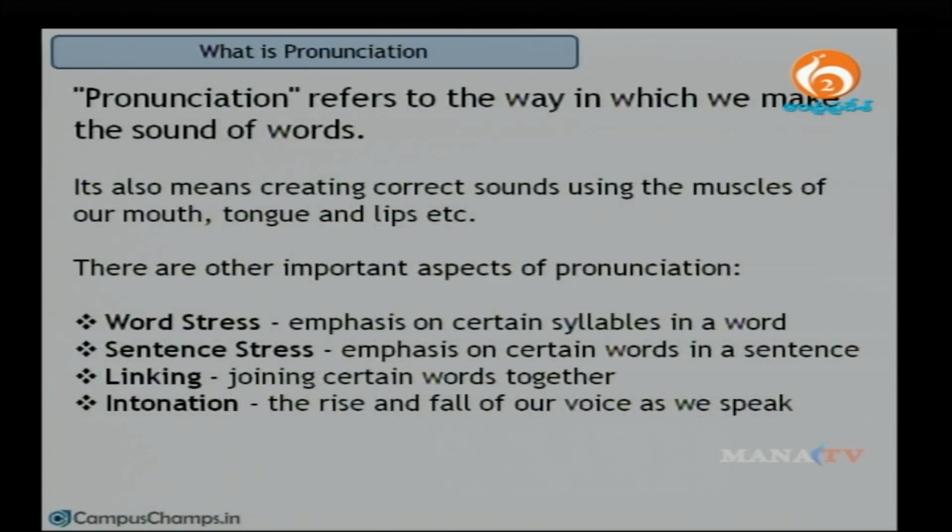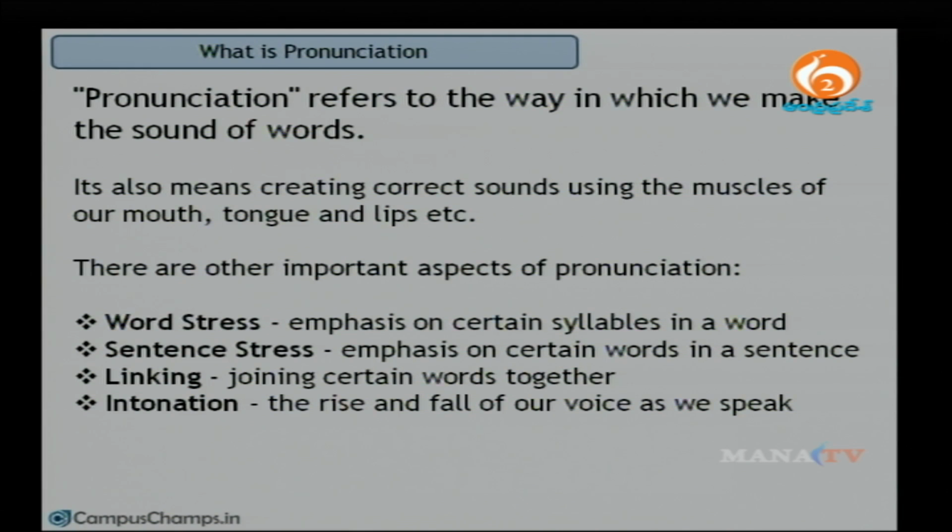Alright. So, pronunciation refers to the way in which we make the sound of words. It also means creating correct sounds using the muscles of our mouth, tongue and lips, etc. There are other important aspects of pronunciation like word stress, sentence stress, linking and intonation.